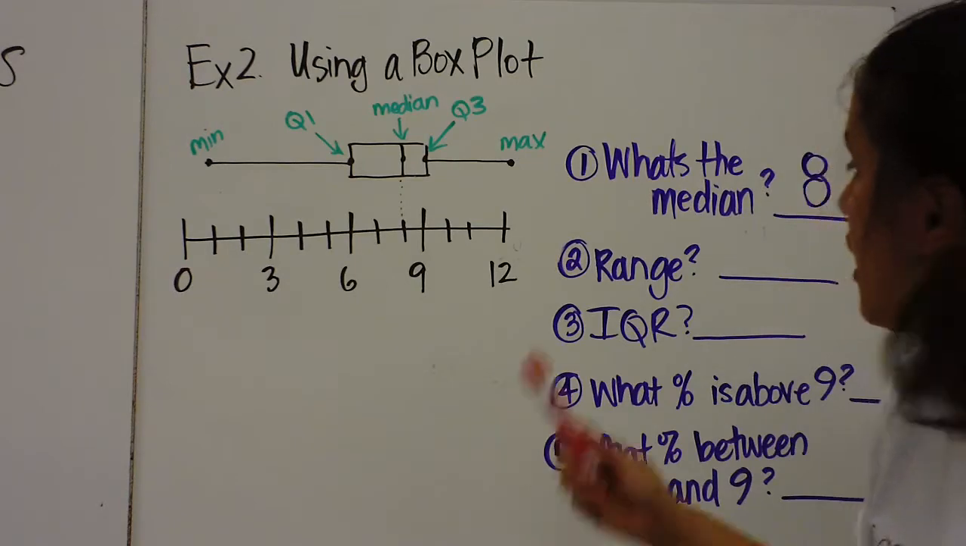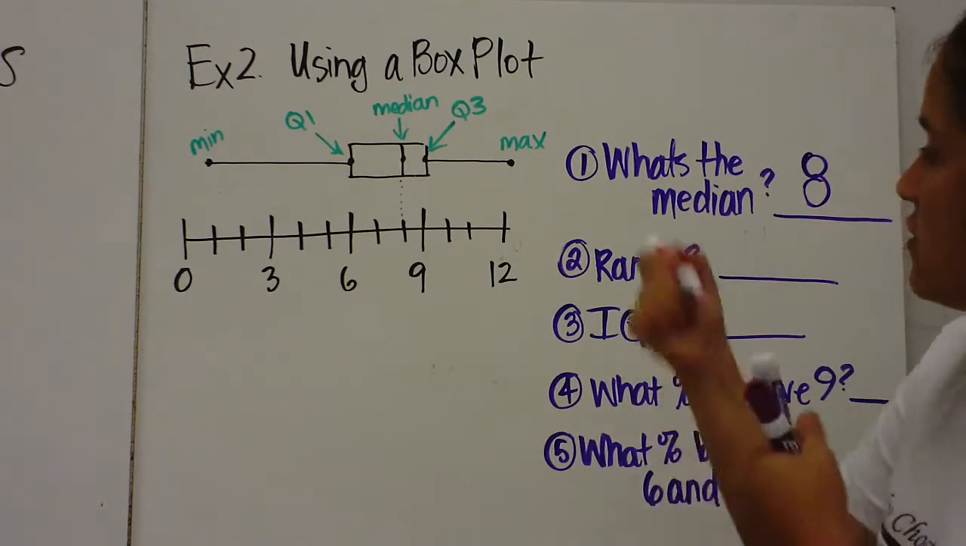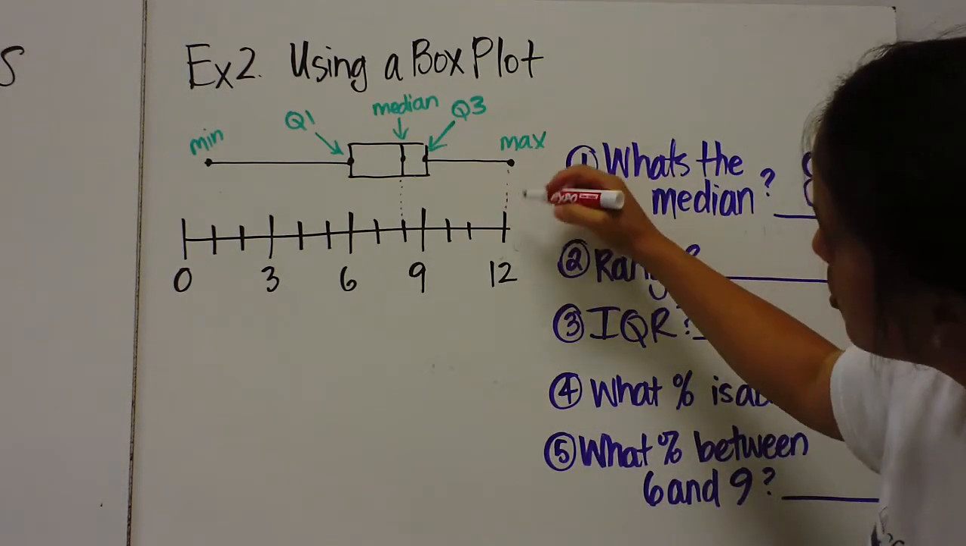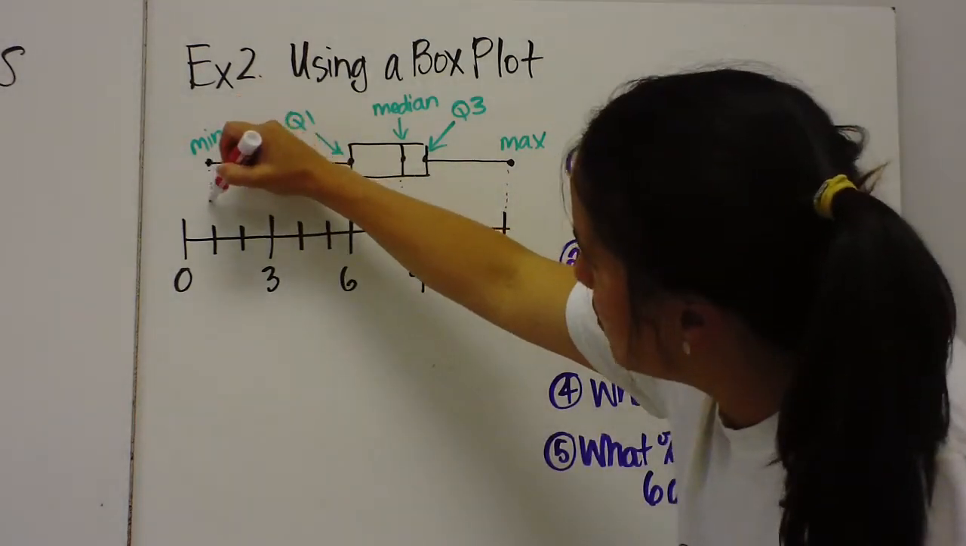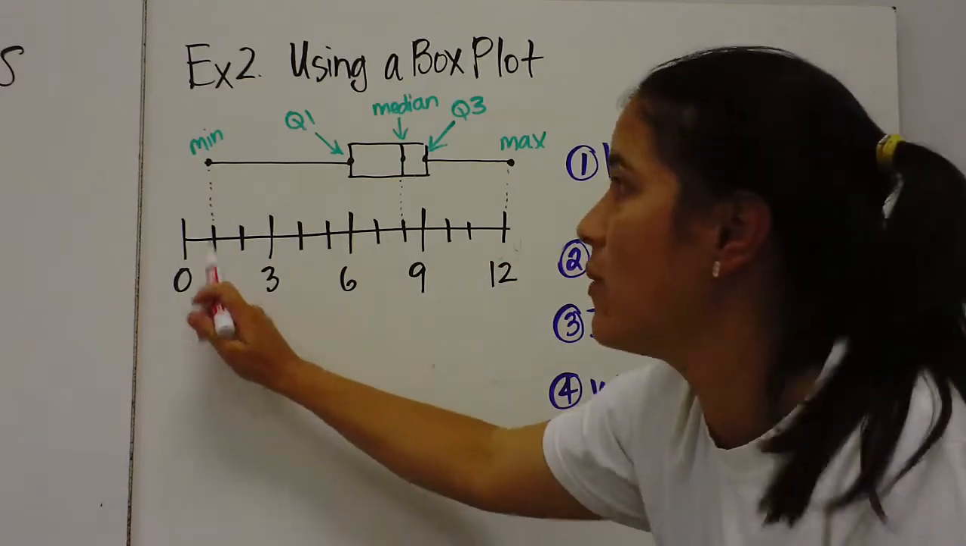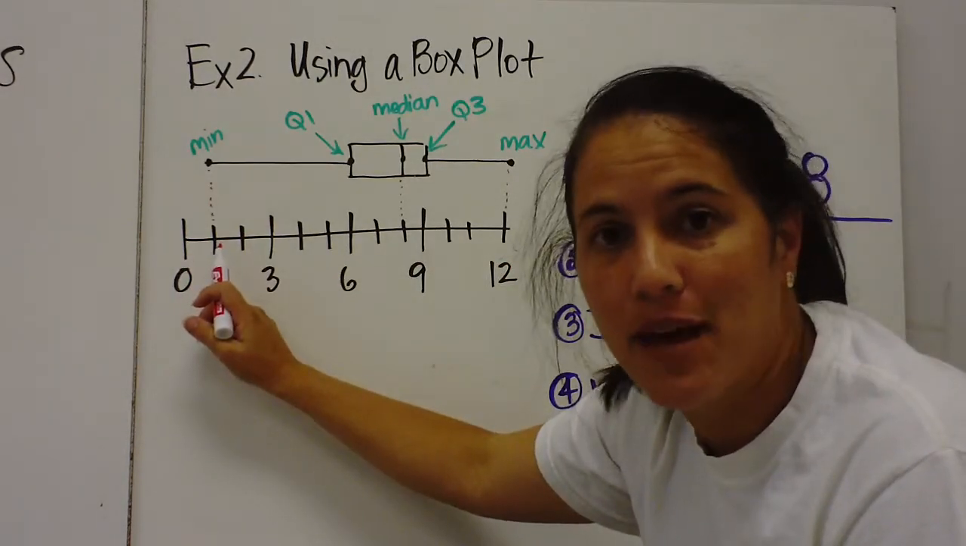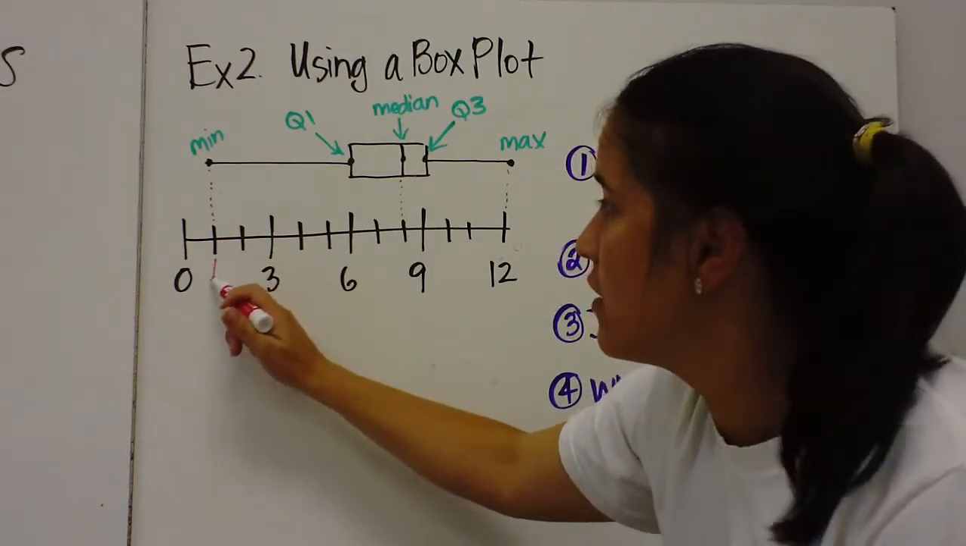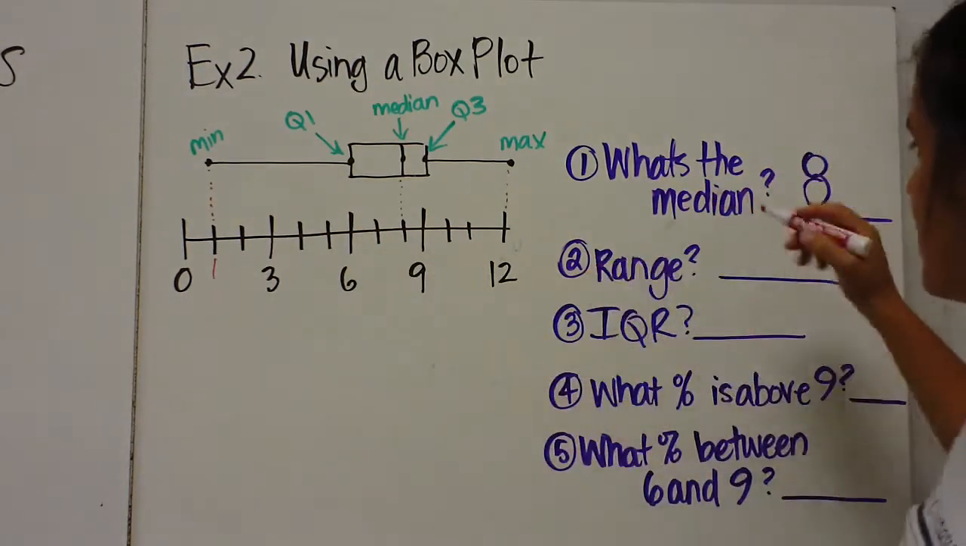All right, straightforward. What is the range of the data? So we look at the maximum, which is 12, and the minimum, which is right here. Now some people will think you're going to do 12 minus 0, but the data stops at the minimum, which is 1. So 12 minus 1 is 11.